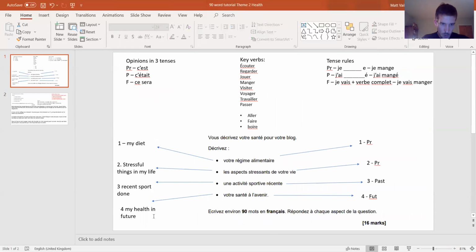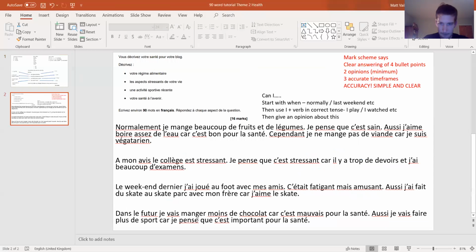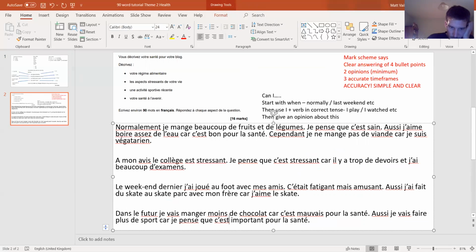And the last one, my health in the future. Okay, future tense, je vais plus verb complex. The easy one to do, ce sera. Now, I didn't put a ce sera. So let's have a little look at that. In the future, dans le futur, je vais manger moins de chocolat car c'est mauvais pour la santé. Aussi, je vais faire plus de sport car je pense que c'est important pour la santé. Why don't we change that say to a ce sera? Because I think that it will be.